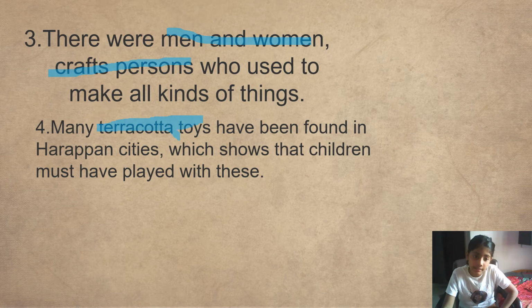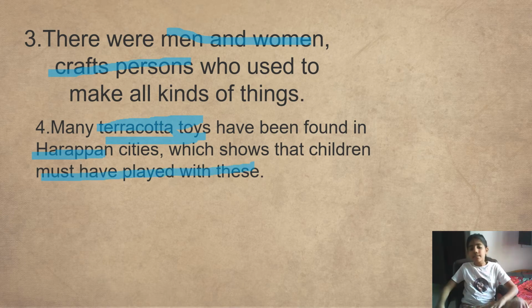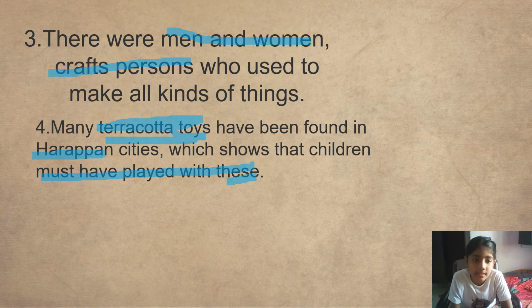Terracotta toys. I hope you have all heard the word terracotta. Terracotta toys have been found in the Harappan cities, which shows the children must have played with these. Toys mean children will definitely play, right? That's children's nature. And here men and women, craft persons, made all kinds of things.